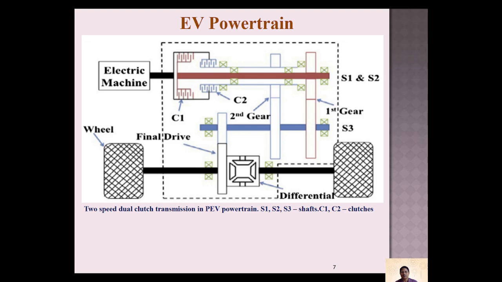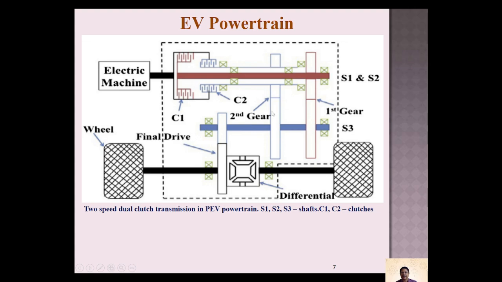Then another method has dual clutch, that is two clutches and two speeds, in order to get two different speeds. The electric motor is connected through shafts S1 and S2. S1 is connected to a clutch C1 and S2 is connected to a clutch C2. These green points are bearings which support or hold the shaft. Here there are two sets of gears fitted to S1 as well as S2.